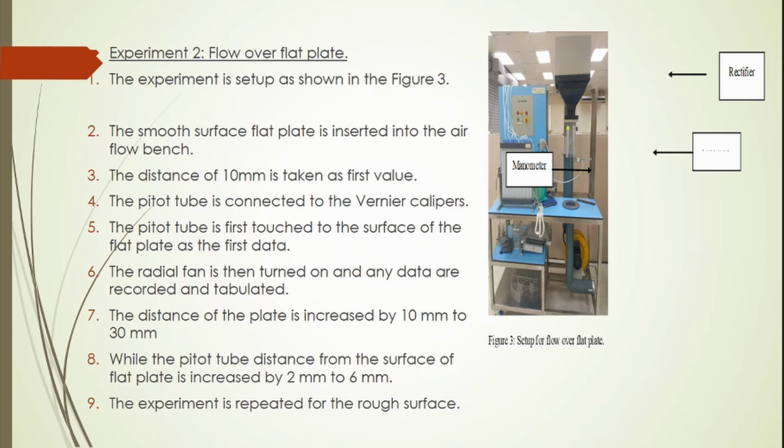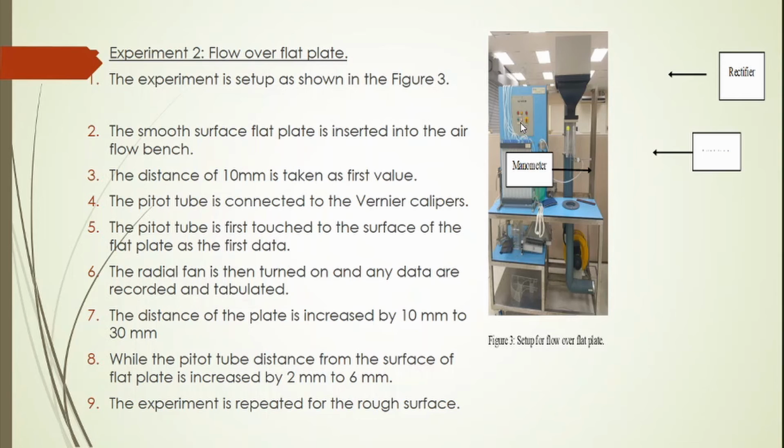Next, for experiment 2, flow over flat plate. The first step is that the experiment is set up as shown in figure 3. Then the smooth surface flat plate is inserted into the airflow bench. The distance of 10 mm is taken as the first value.